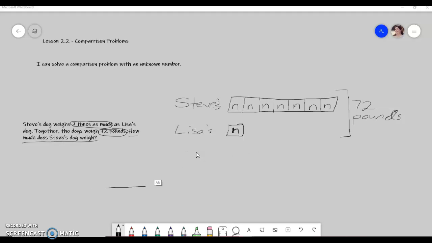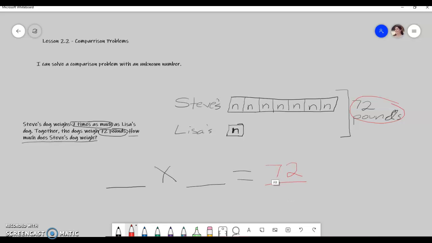Okay, so we're writing an equation. So blank, and we know we're multiplying because it was 7 times as much. So blank times blank, and we know our total amount is 72 pounds because that's all together. So my answer is going to be 72.